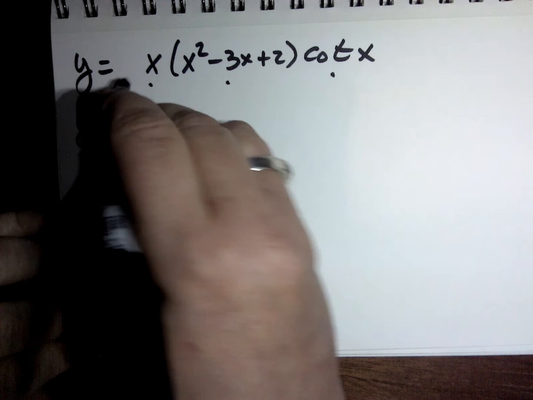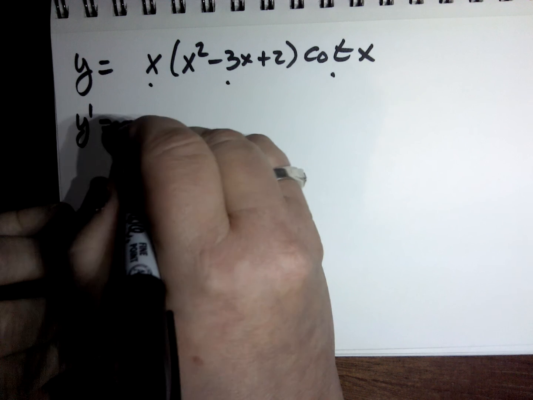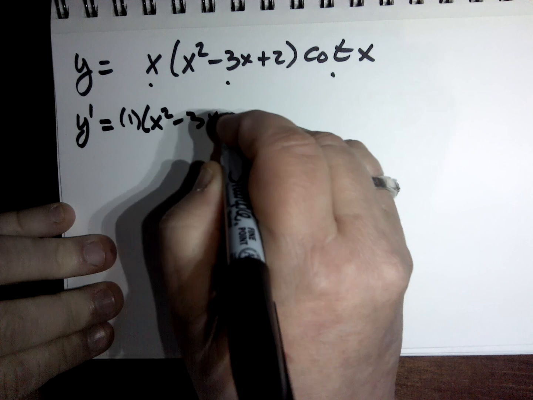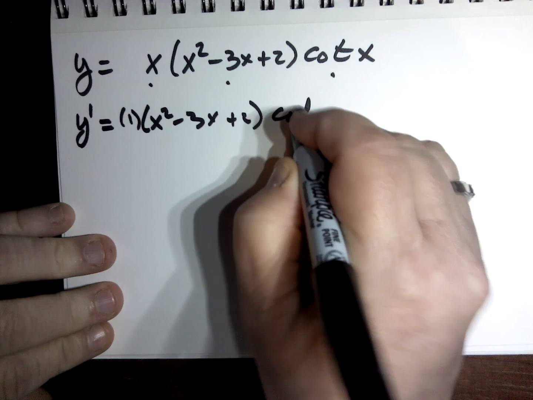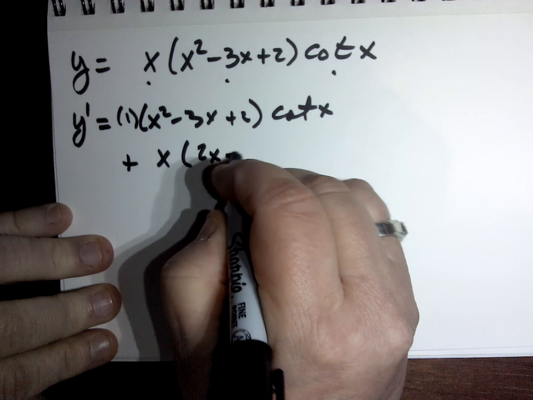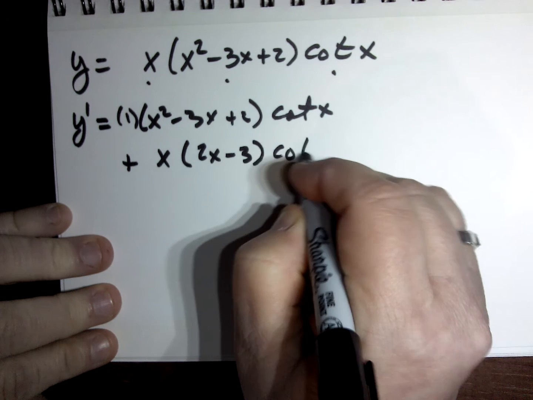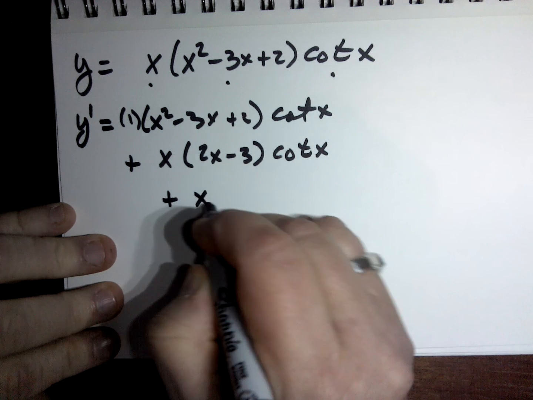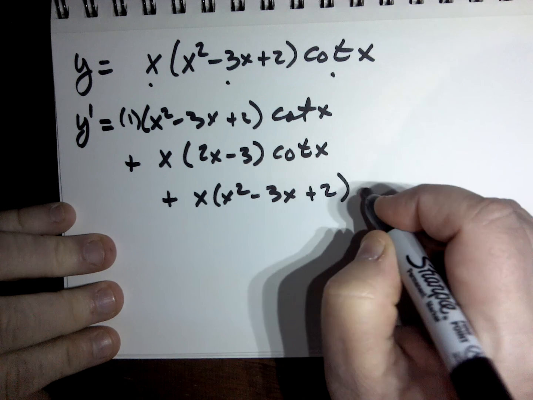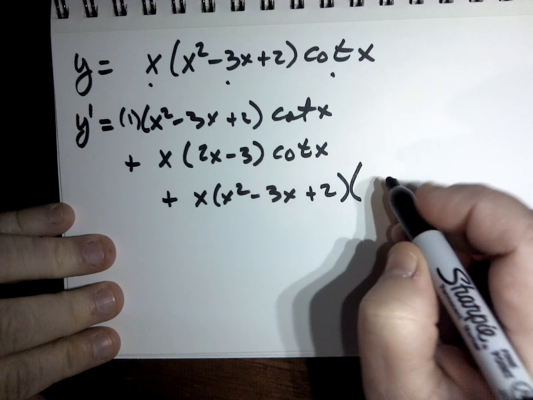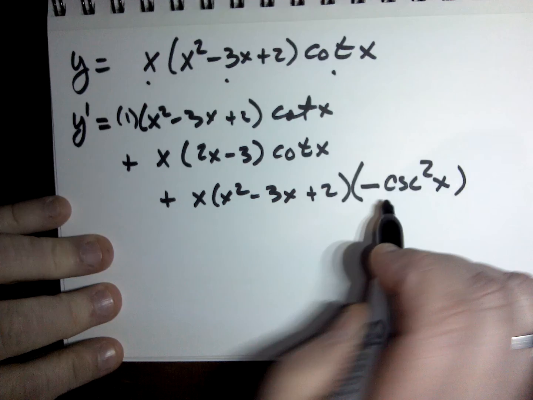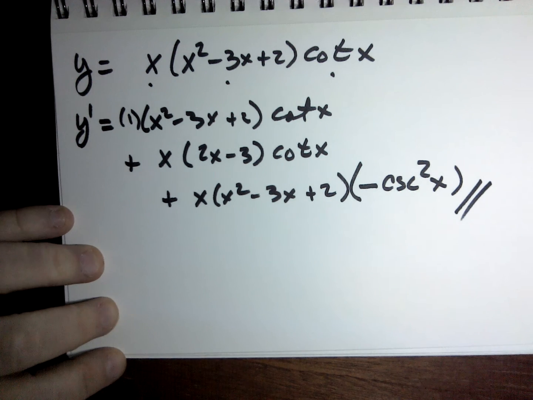I will have one where I take the derivative of the first one and then leave the other 2 alone. Then I'm going to leave the first one alone, take the derivative of the second one, then leave the first 2 alone, and take the derivative of the last one. And the derivative of cotangent is negative cosecant squared of x. And I probably would have run the negative in the front, but there's my derivative, and I'm done.